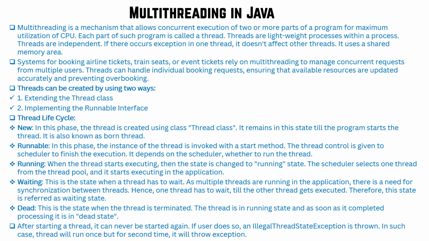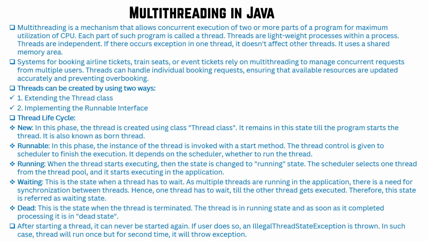So threads can be created in two ways. One is the Thread class available; you can extend it in any class, or you can implement the Runnable interface. That is also possible. The life cycle of a thread has 5 states: new, runnable, running, waiting, and dead. New: in this phase, the thread is created using the Thread class. It remains in this state till the program starts the thread. It is also known as a born thread because it is just born.